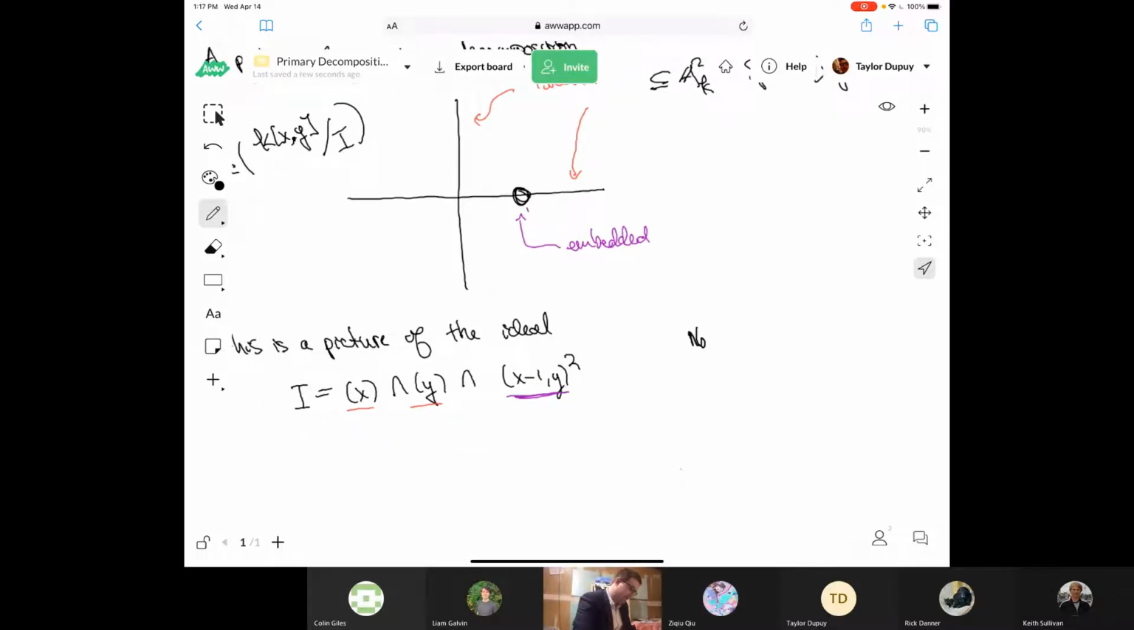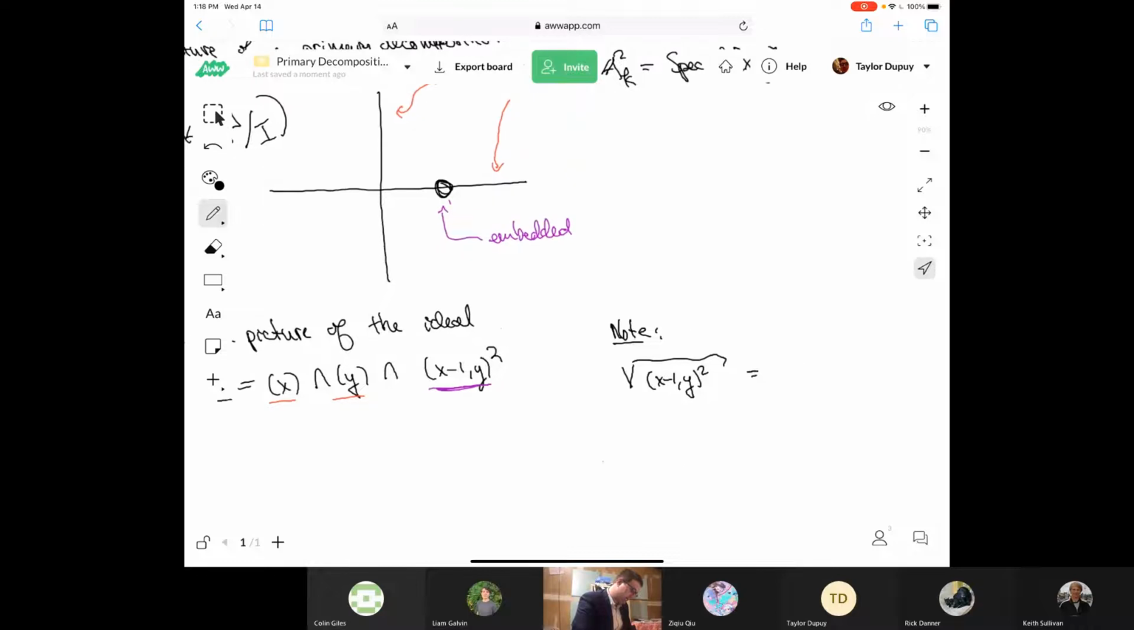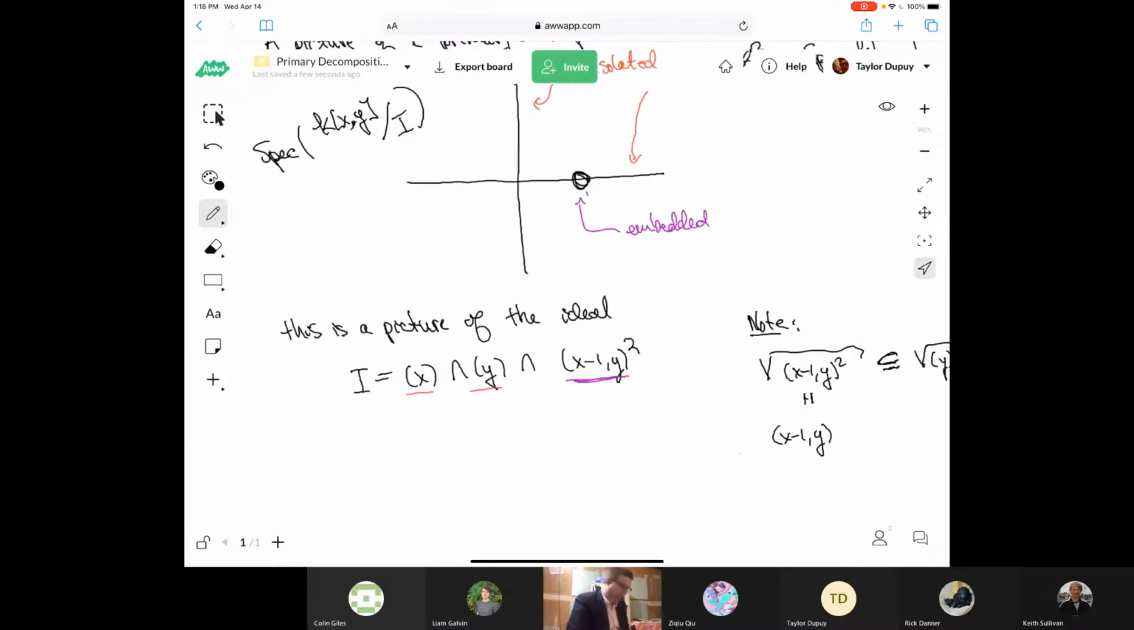Note that if I were to take radicals of (x minus 1, y) squared, just to be pedantic, since this one's already radical but it could not be, this is contained in (x minus 1, y). This corresponds to the point, so this is a thickening of the point. So this thing is almost contained in this one.